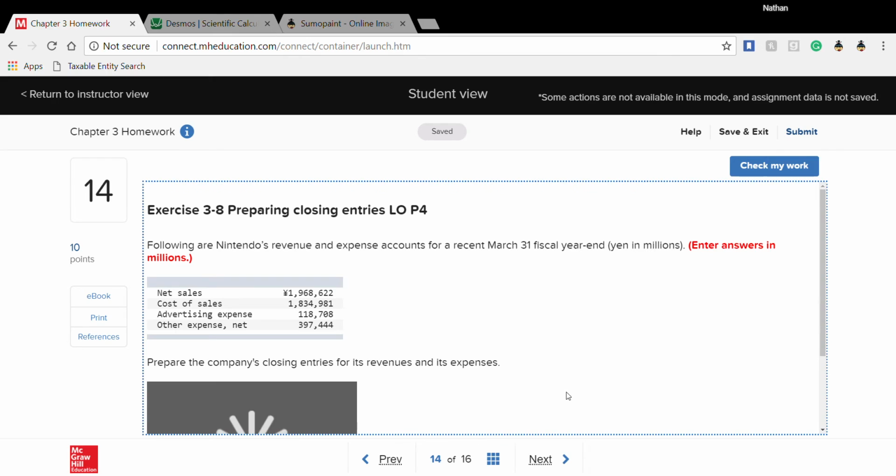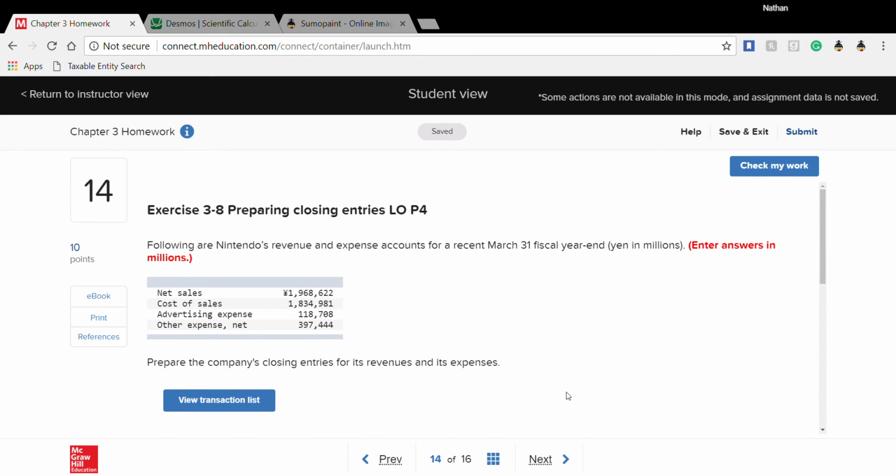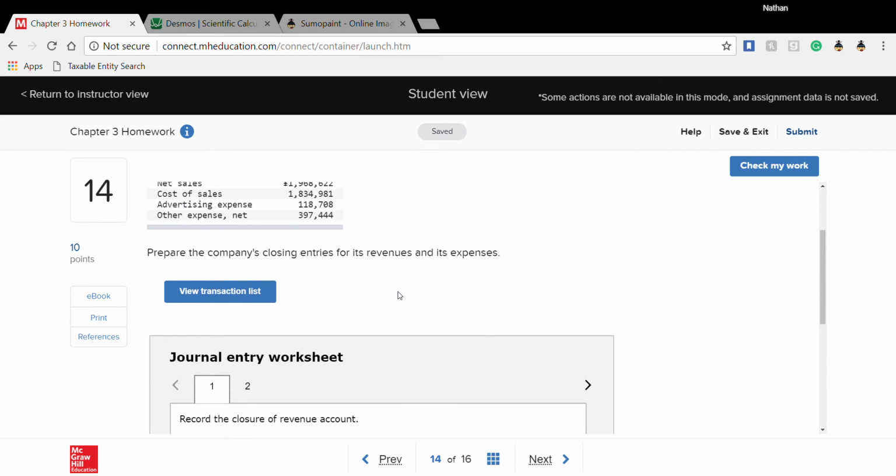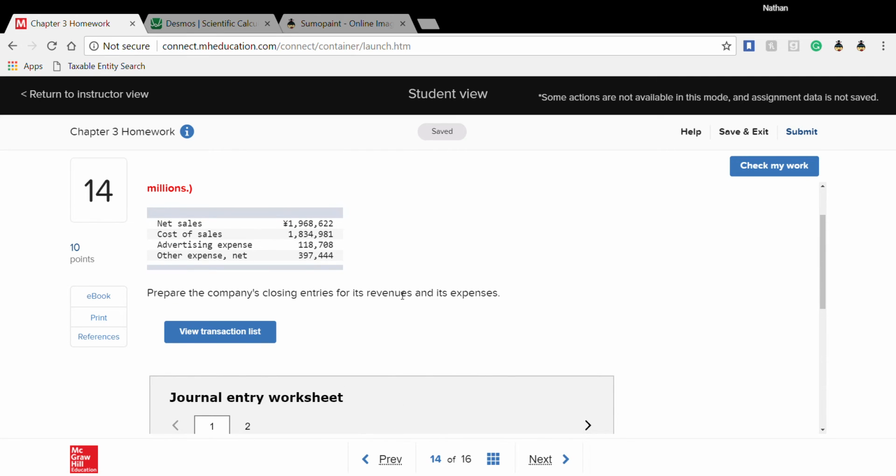So let's move on to 14. 14 gives us a cool company that everybody should know, Nintendo. If you don't know Nintendo, where have you been? Nintendo is showing the actual revenue and expense accounts for the recent March 31st fiscal year end, and it's showing it in yen, their actual currency, in millions, and we're going to enter every answer in millions. So nothing too bad here. All we want to do is do the closing accounts.